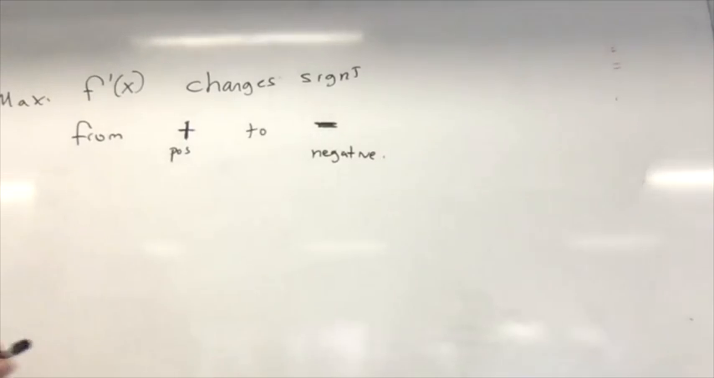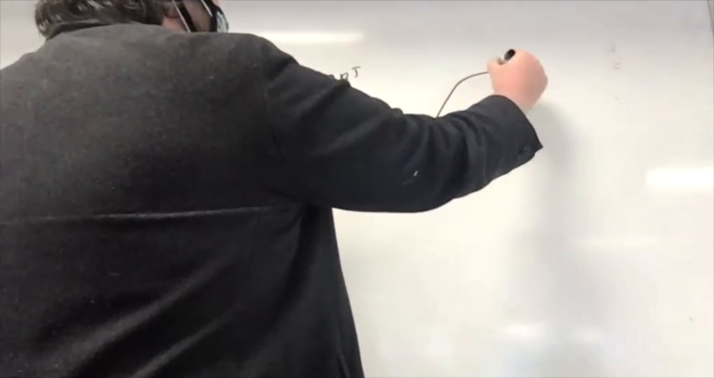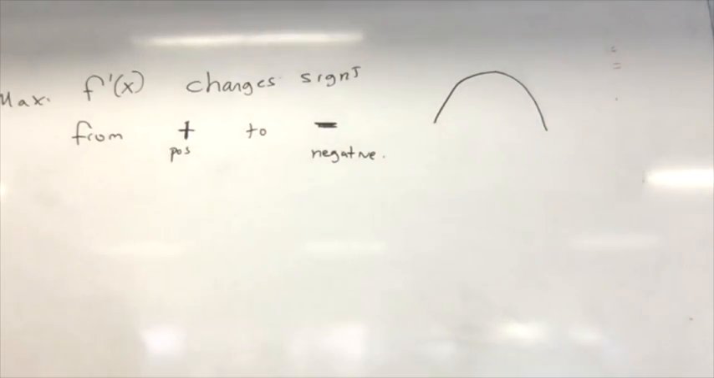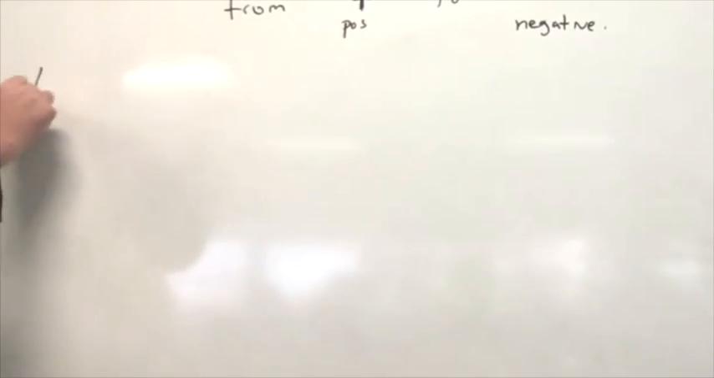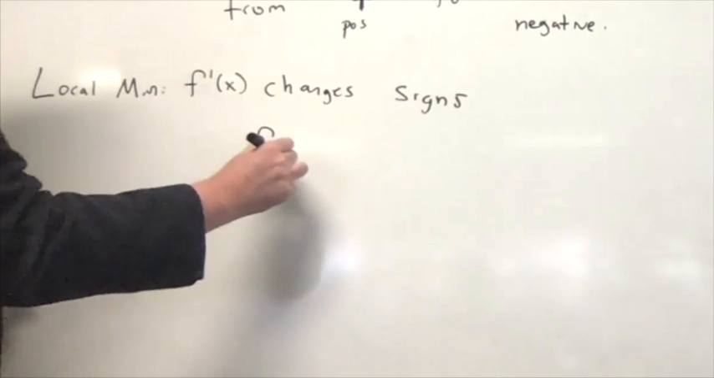This makes sense if you think about it: my function is sloping, has a positive slope, and then it has a negative slope. That's how a local max would look.